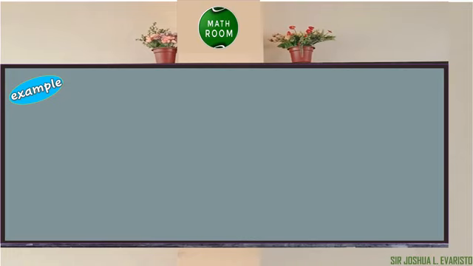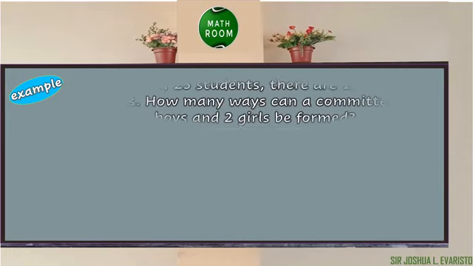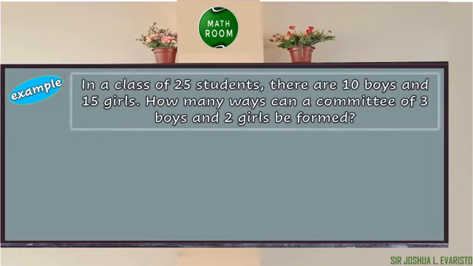Let's have our last example. In a class of 25 students, there are 10 boys and 15 girls. How many ways can a committee of 3 boys and 2 girls be formed? In this example, we're going to start by getting the number of ways a committee can select 3 boys and the number of ways a committee can select 2 girls.